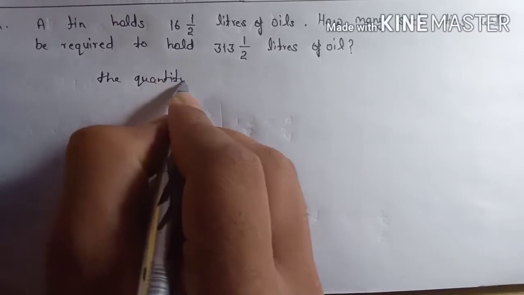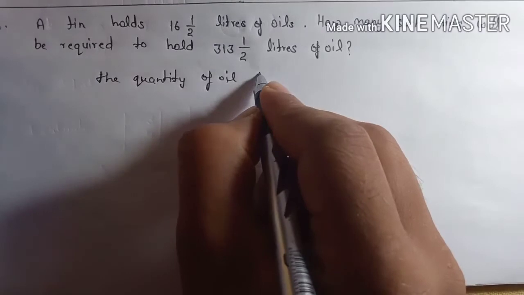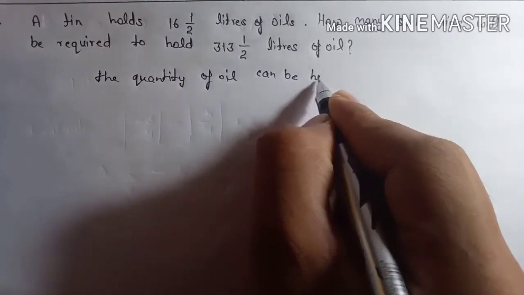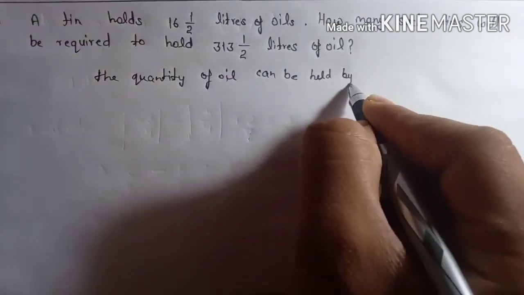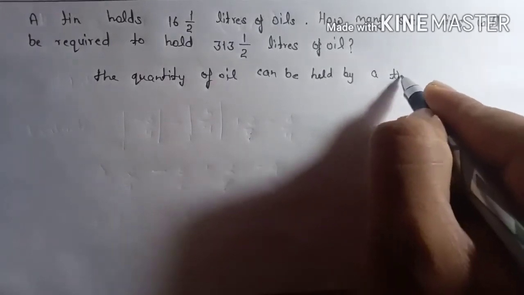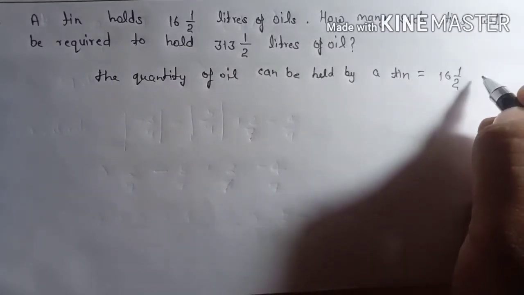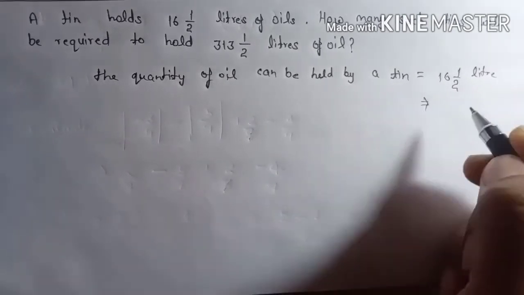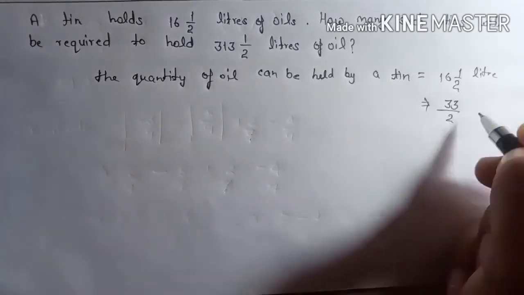The quantity of oil that can be held by a tin box, or tin, I am writing here tin means tin box, is equal to 16 and 1 upon 2 liters. So make it an improper fraction, that is 33 upon 2 liters.